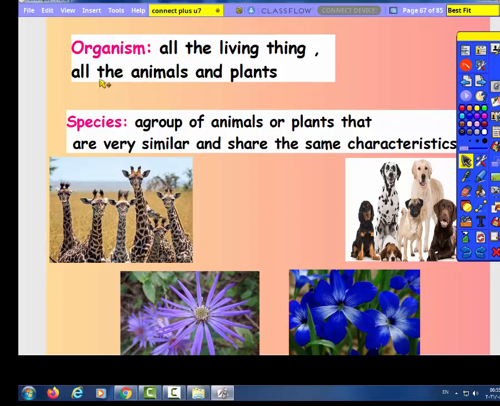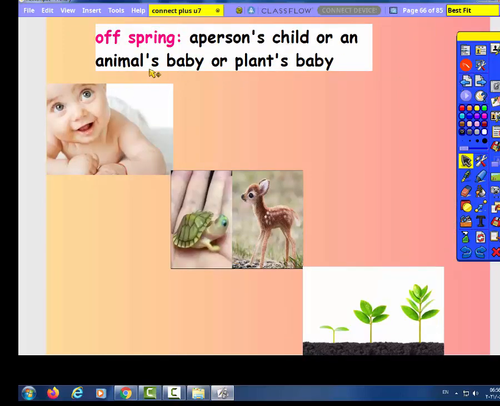Organism means all living things like people, plants, and animals. So organism, all the living things, all the animals and plants. Species, yes, look at these species of giraffes. A group of animals or plants that are very similar and share the same characteristics. Look at these giraffes. Yes, they have long ears and long legs. So all giraffes have long ears and long legs. Okay, after that, offspring. We have said before, offspring means a person's child or an animal's baby or a plant's baby.